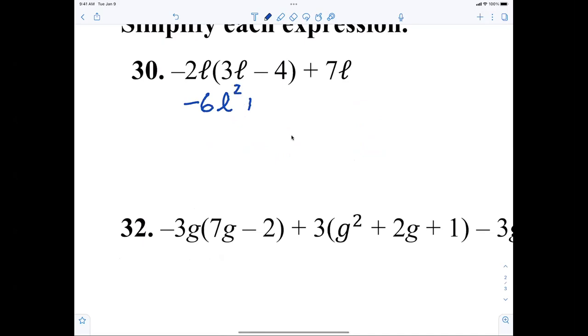Plus 8L, plus 7. Amazing. And then that would be negative 6L to the second. And then 16, or 15. To the second, no, or just 15L, because when you add, you don't change the exponents.